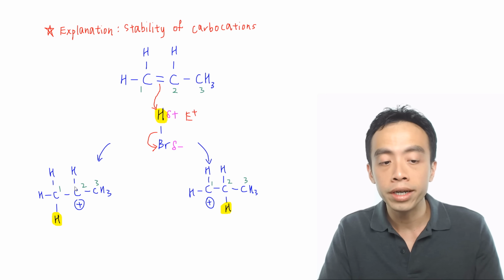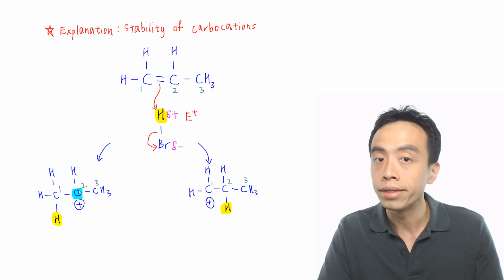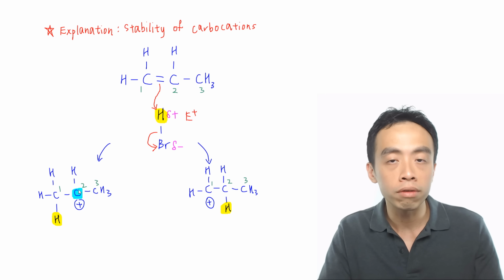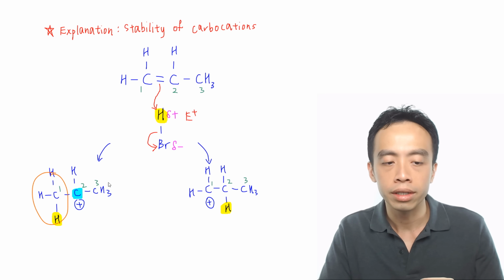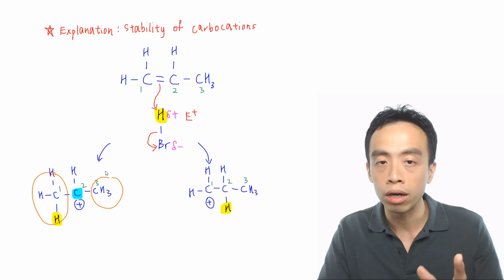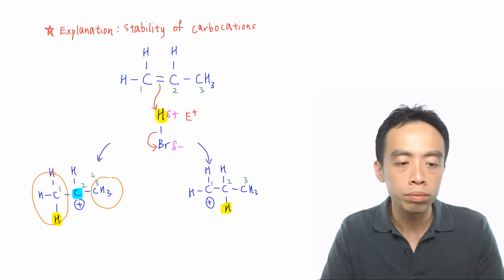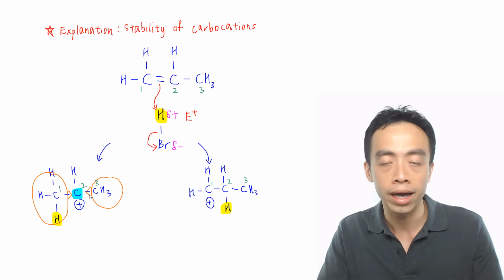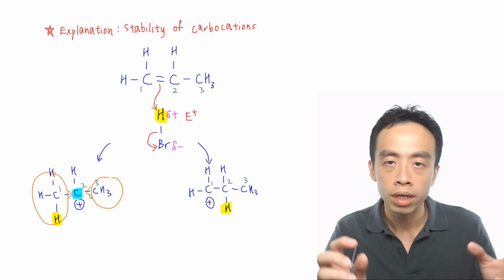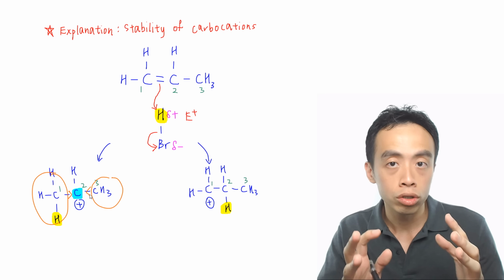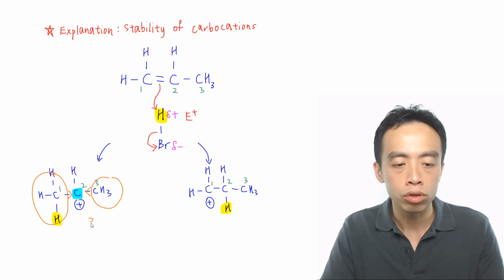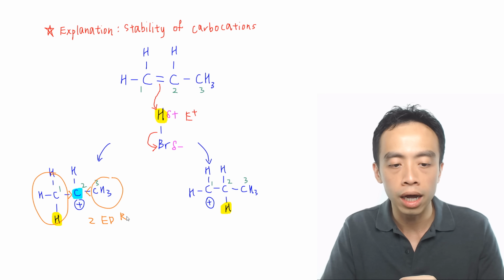If I look at the intermediate on my left hand side, this is my C+, and I count the number of R groups attached to this C+. I have one R group, so this is a hydrogen. Then this is another CH3 group, so I have two R groups. I have these two R groups that will be pushing electrons into my carbocation. So I have two electron donating R groups, so it will stabilize the C+ to a certain extent. So this has two electron donating R groups.